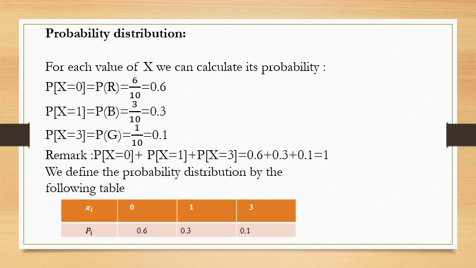Probability distribution. For each value of x, we can calculate its probability. P of x equals 0 equals the probability of selecting one red ball, 6 out of 10, 0.6. P of x equals 1, probability of selecting one black ball, 3 over 10, 0.3. Probability of x equals 3 equals the probability of one green ball, 1 over 10, 0.1. If we add all these probabilities, we should get 1.